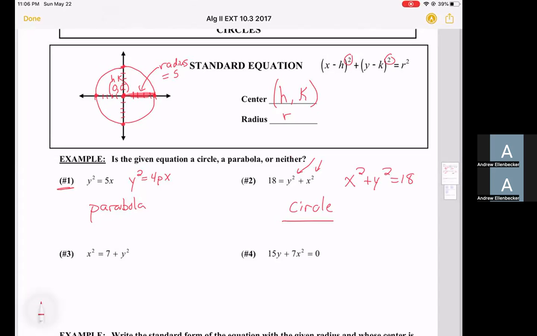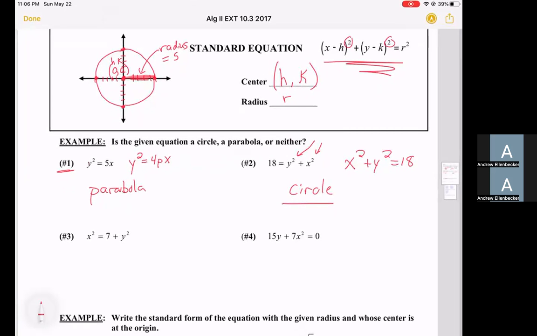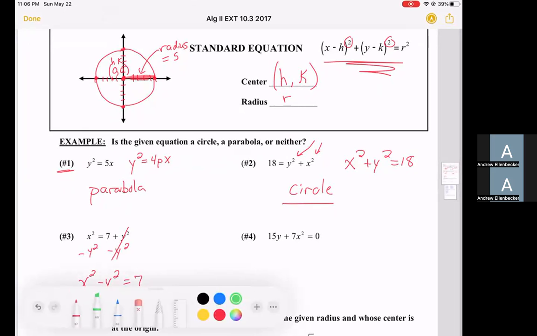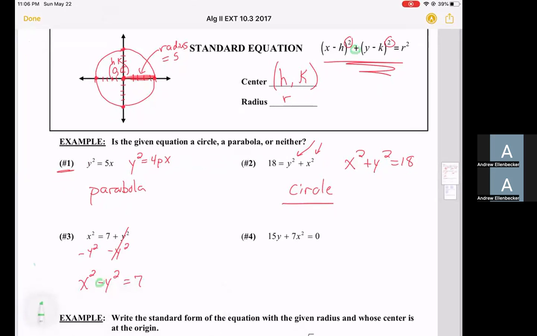Okay, number 3. If I try to make number 3 look like the equation in the top right, I could subtract y squared to move it over here. So we would have x squared minus y squared equals 7. Now the issue here is there's a minus sign, but in our circle equation, there's a plus sign. So these are actually different equations because we do need a plus sign for a circle. In this case, it's a minus sign. So this is actually going to be neither, because there are 2 squared terms, so it's not a parabola, and since there's a minus sign there, it will not look like the circle equation.